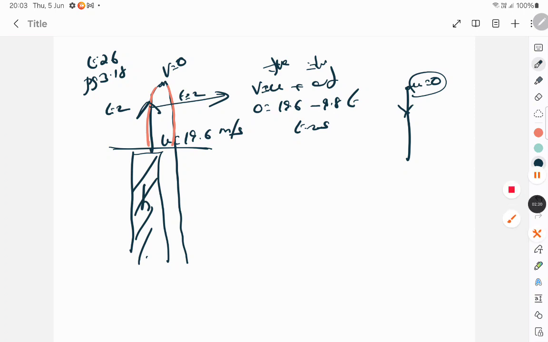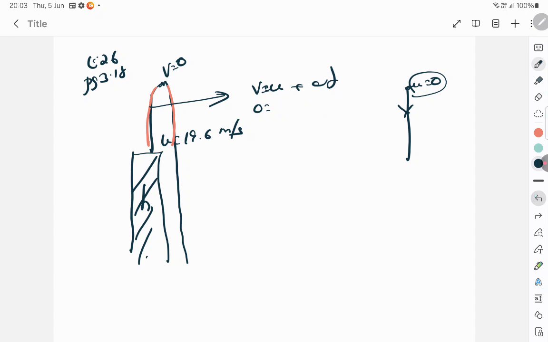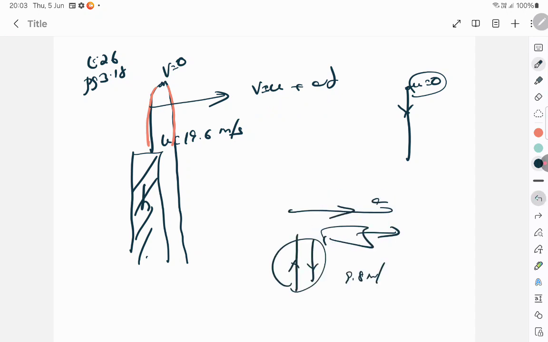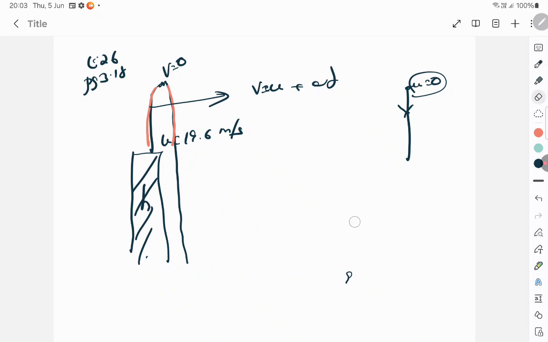Hope it's recording. Yeah. So I'm going to undo all this, because that's not what the question is. The question is something else. What is the question? It is to find the height of the tower. So let's remove all this.